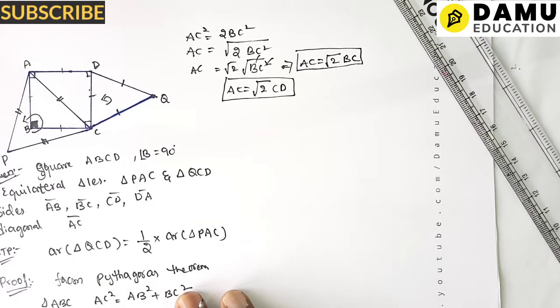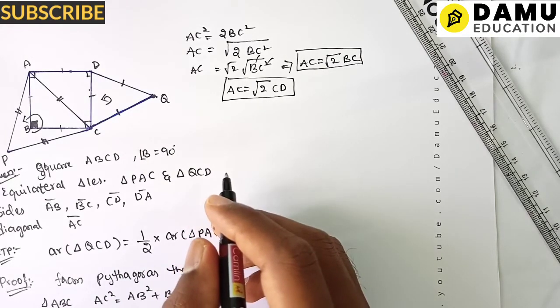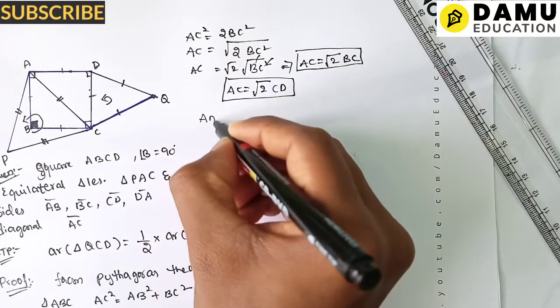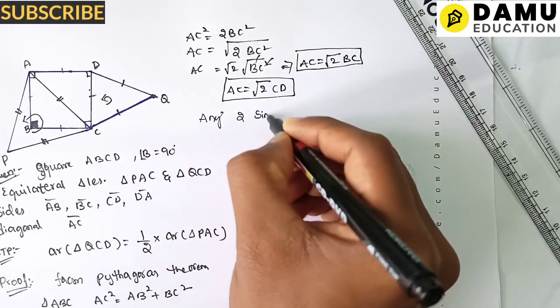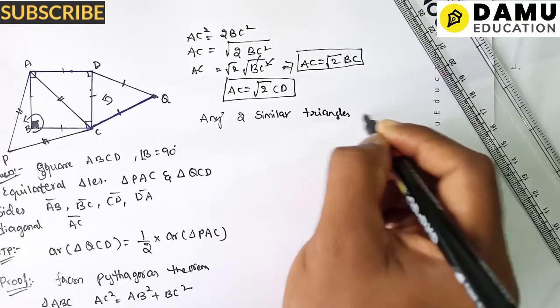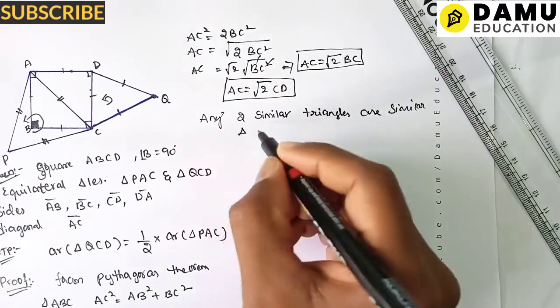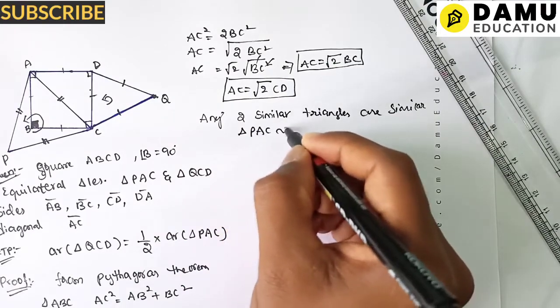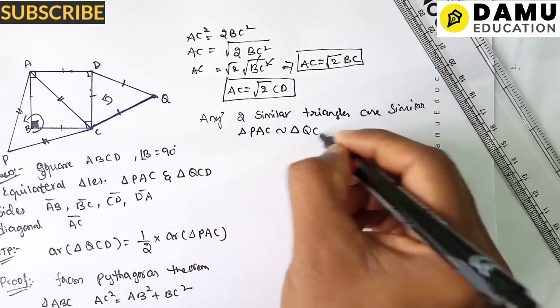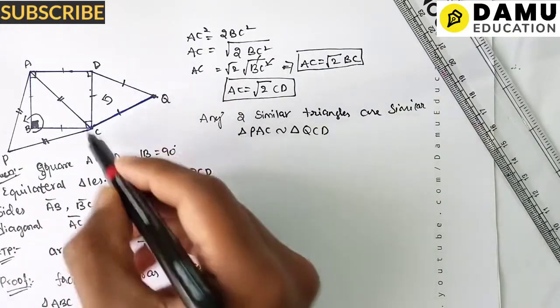Next, we know that any two equilateral triangles are similar. Always, any two or more equilateral triangles are similar. From that, triangle PAC is similar to triangle QCD.